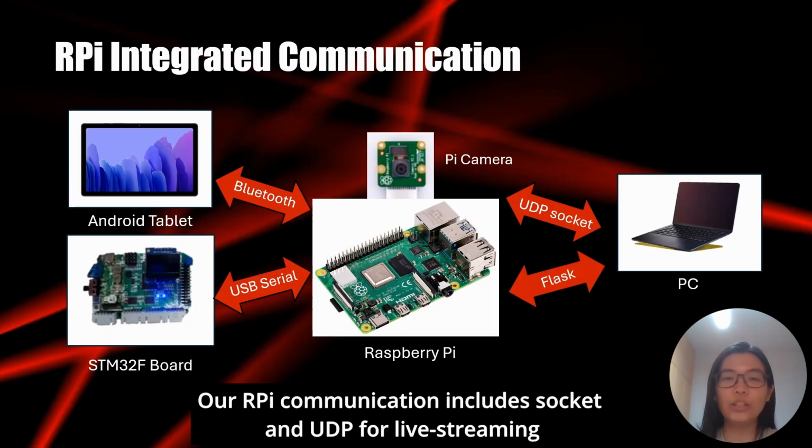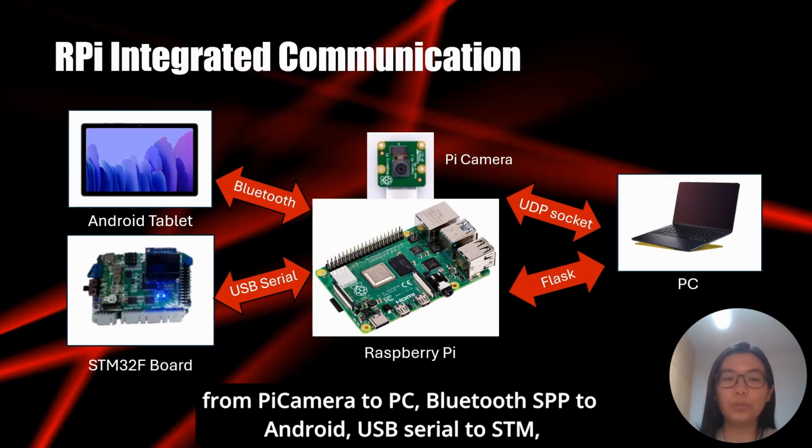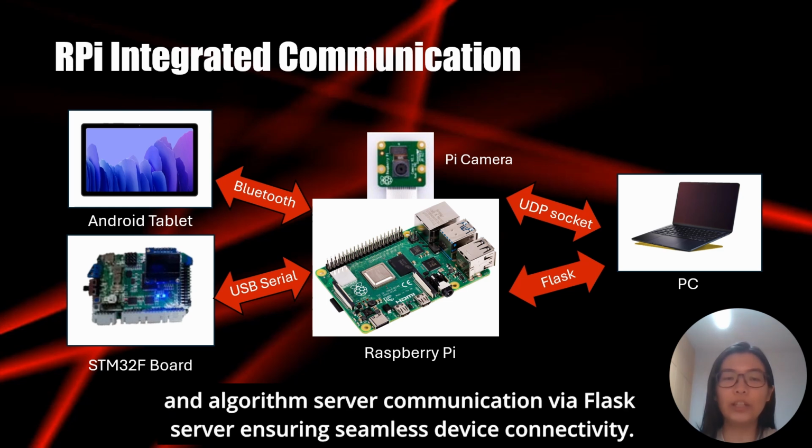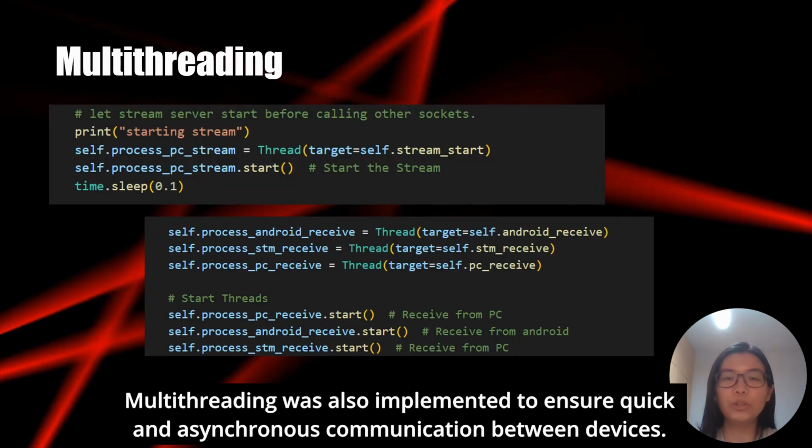Our RPi communication includes socket and UDP for live streaming from Pi camera to PC, Bluetooth SPP to Android, USB serial to STM, and algorithm server communication via Flask server, ensuring seamless device connectivity. Multi-threading was also implemented to ensure quick and asynchronous communication between devices.